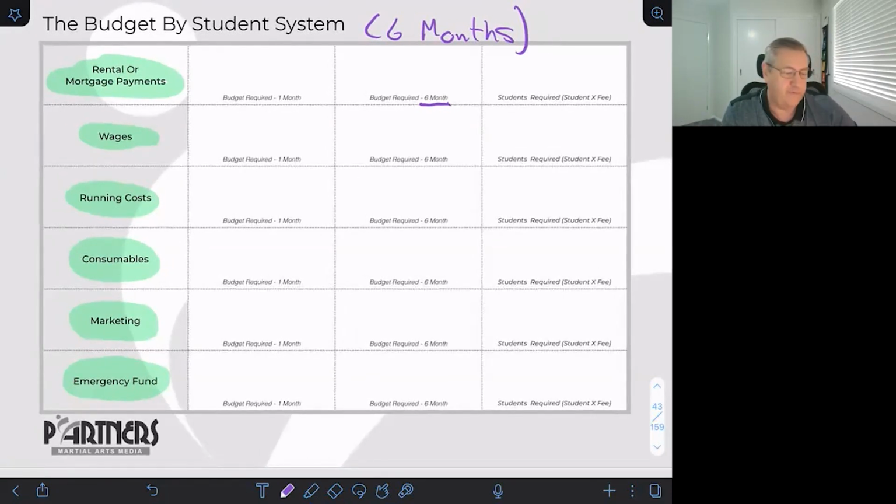And this is where I see people fall short. Previously we've had some of our people before we got this part right, so I don't let them start unless they've got 6 months worth of money to cover themselves.